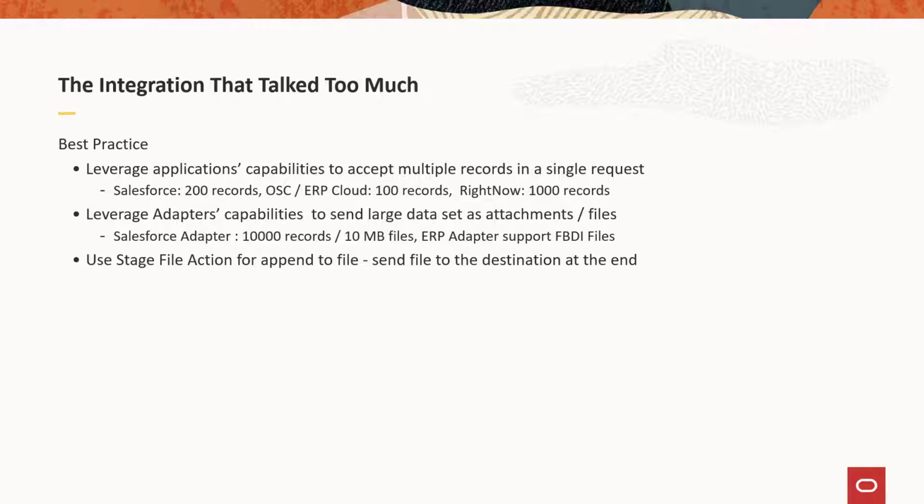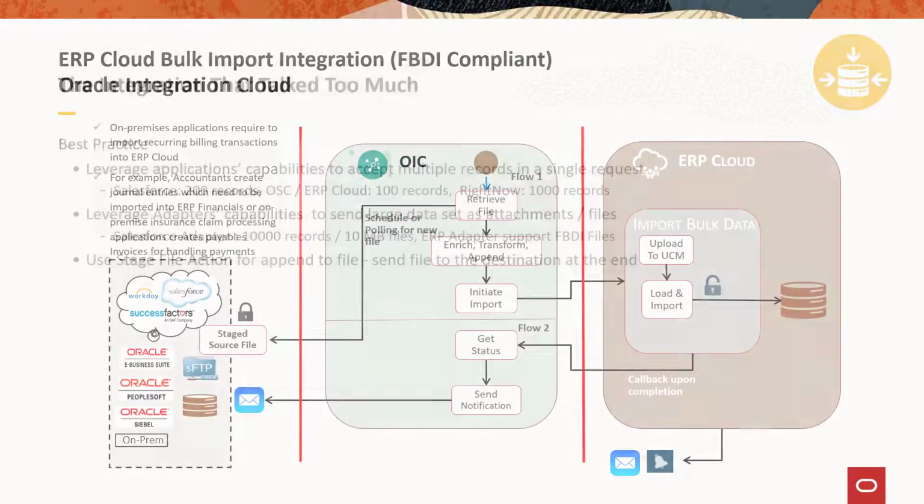Most of the adapters have the ability to send large data, not just as multiple records in a single request, but also as attachments or files. So in the first use case, I can put more than one record in a standard payload. In the second case, we actually send the data in a file or as an attachment. And in this case, the numbers go up dramatically. In Salesforce, it goes from 200 records to 10,000, or up to 10 megabyte files. In the ERP Adapter, we can support FBDI files that are megabytes in size, so very large files. If we're going to do that, we use the stage file action to append to the file. So we might be building up the file across multiple calls in a loop. We use the stage file append to add that to the file, and then at the end, we have the file ready to go. So that's the best practice.